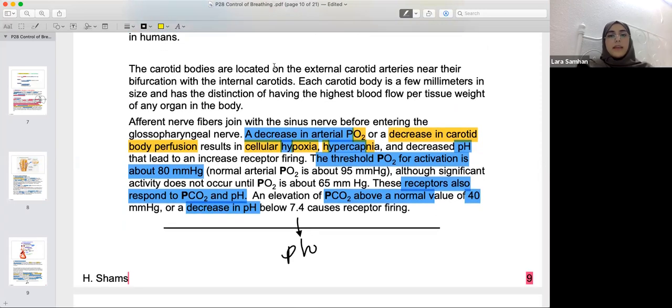Now, in regards to the pH, okay, so we have a question. Okay, we're going to discuss more about it, don't worry.